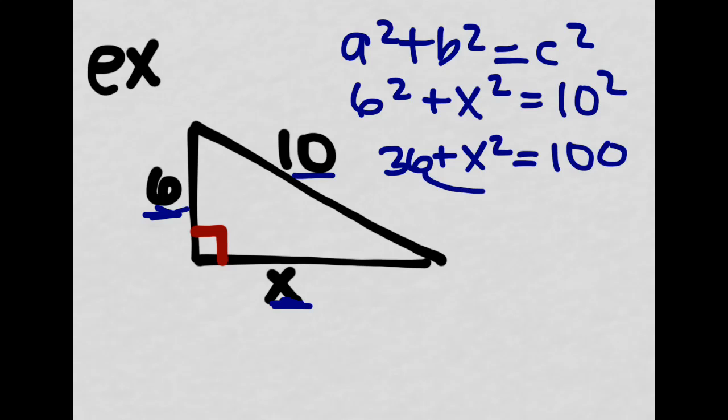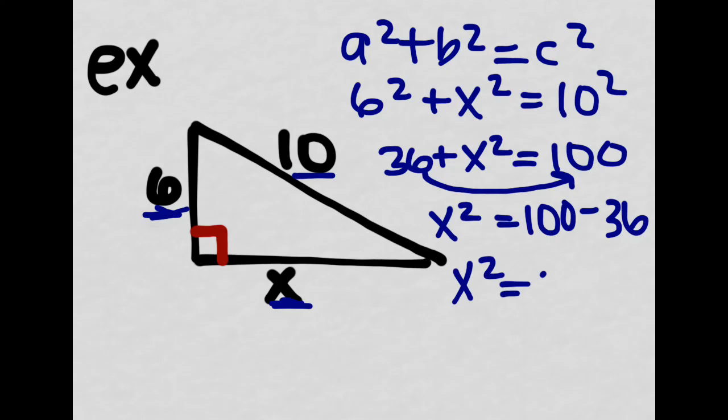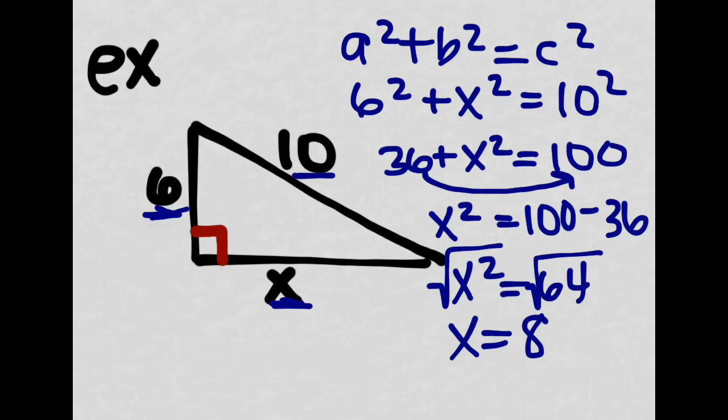And we're going to bring 36 to the other side by subtracting 36 on both sides. So we get x squared is equal to 100 minus 36. So x squared is equal to 64. And then we take the square root of both sides. And since x has to be positive, we have x is equal to 8.